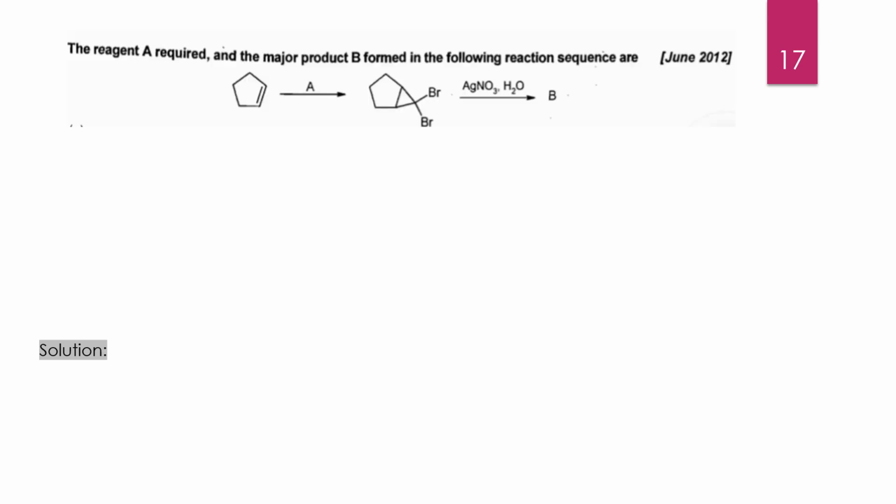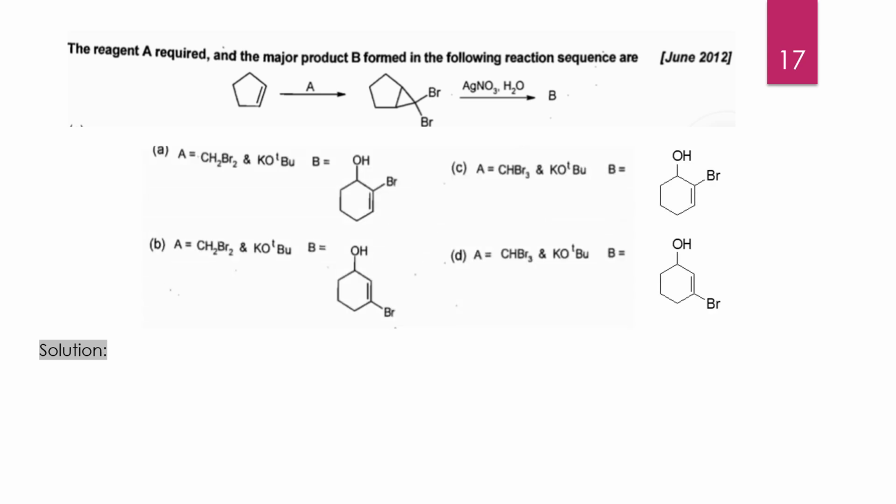So here is the question. It says that a reagent A is required and the major product B is formed in the following reaction sequence. What will be the reagent A and what will be B? These are the options you can see. One option is CH2Br2 for A. What type of carbene will it give? As we know from alpha elimination, first one HBr will be eliminated, then another will be eliminated, so it will give this type of carbene.